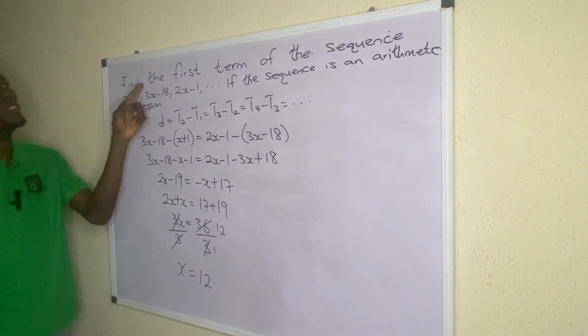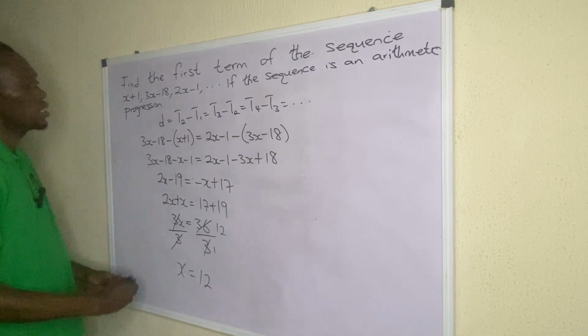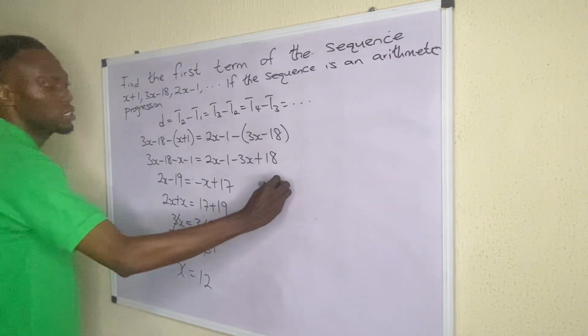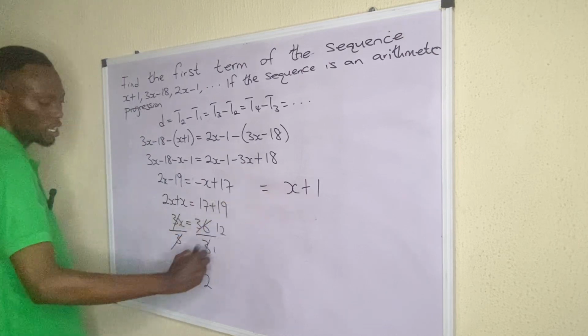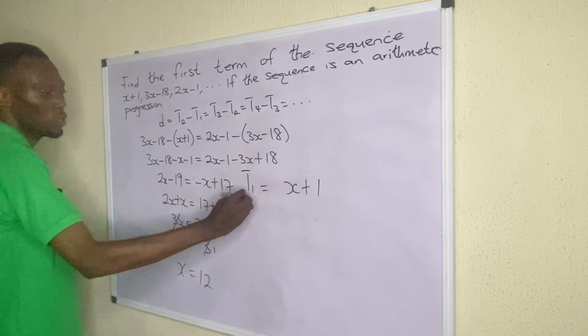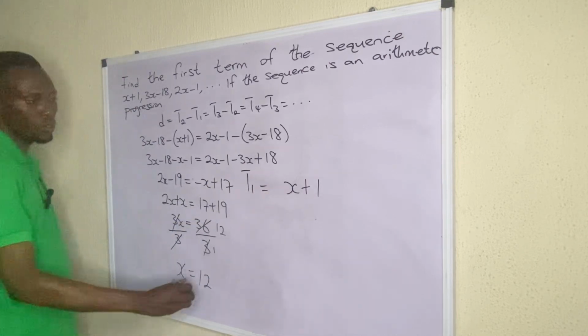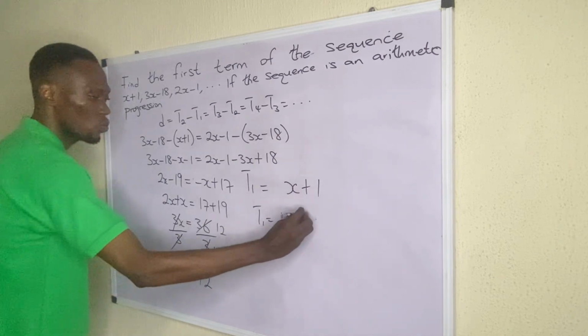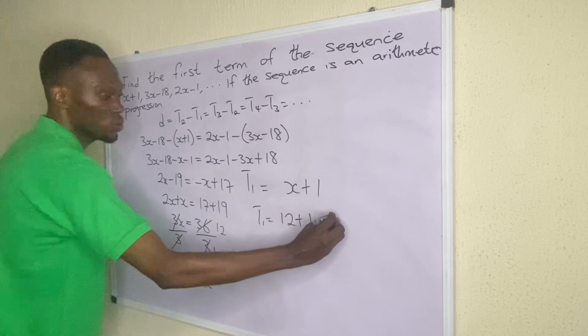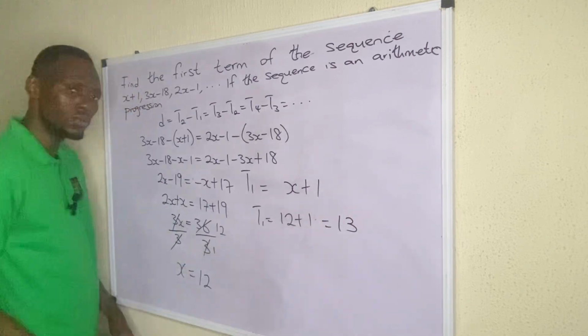Rather, we are told to find the first term of the sequence. And from the question, the first term is x plus 1. The first term is t1, and we've gotten x as 12. So t1 will be equal to 12 plus 1, which is equal to 13.